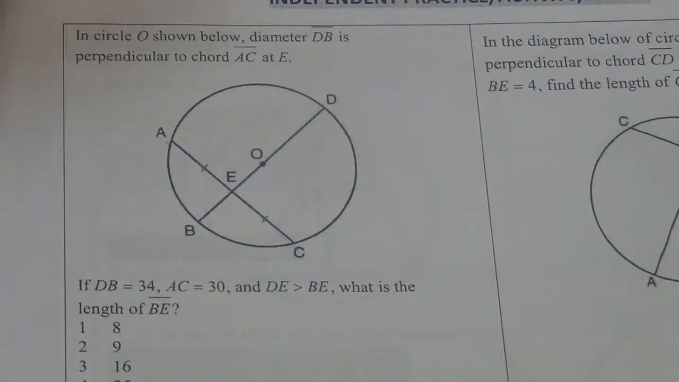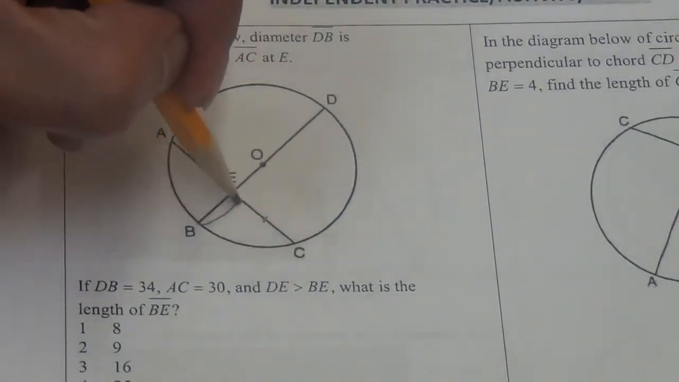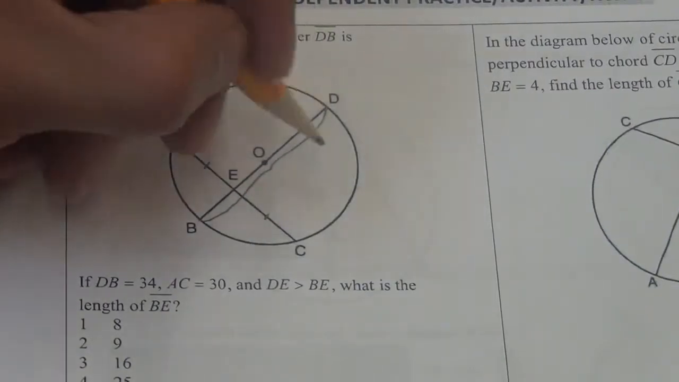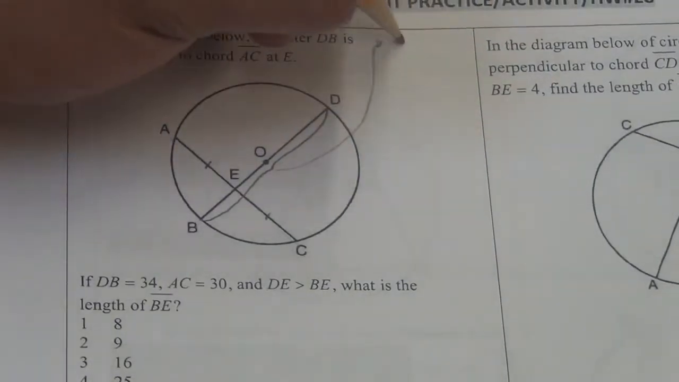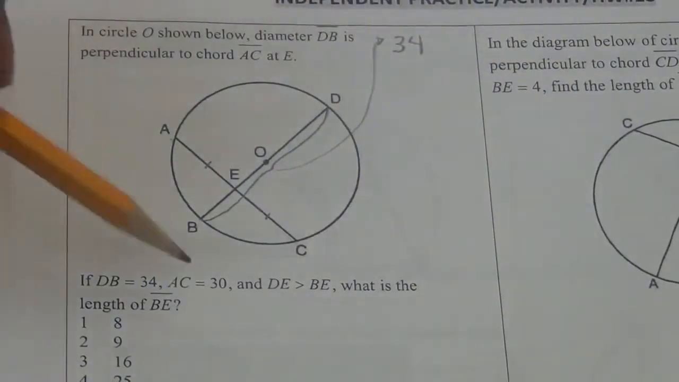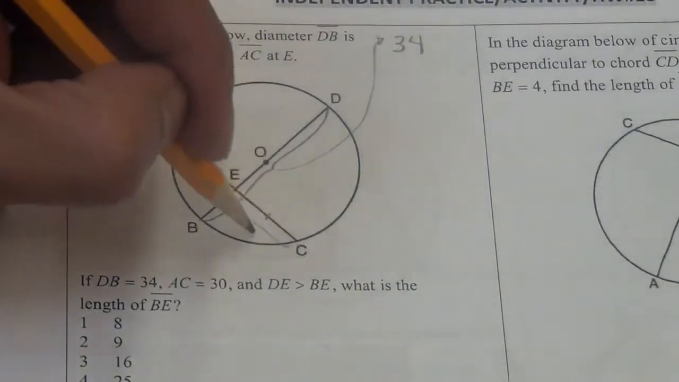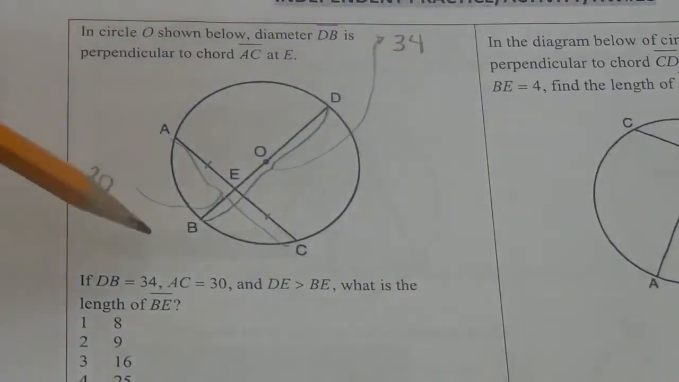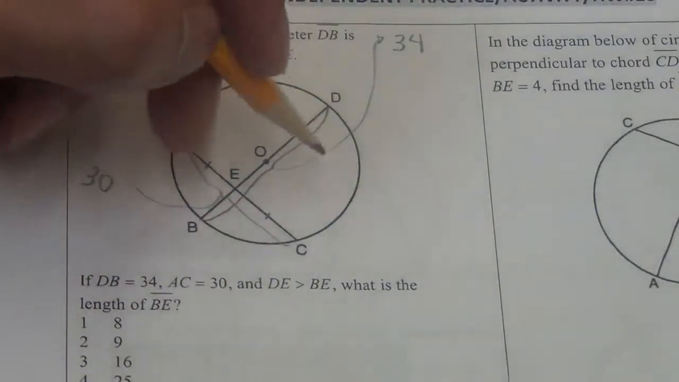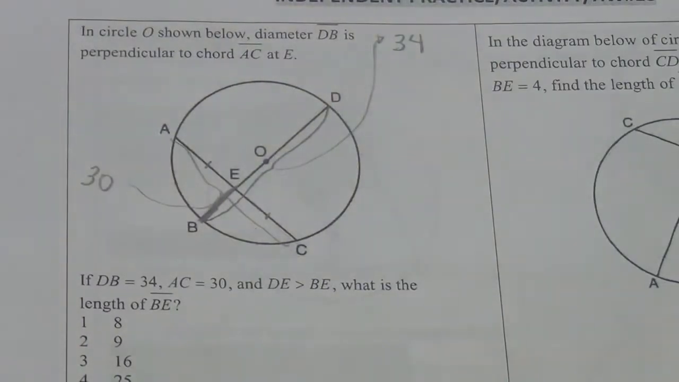What else do I need? DB is 34. So all this DB is 34. Okay, what else? AC is 30. Cool. They want me to find the length of BE. Right here, BE. This length is what they want me to find. How am I gonna do that? I'm not sure. Let's see.